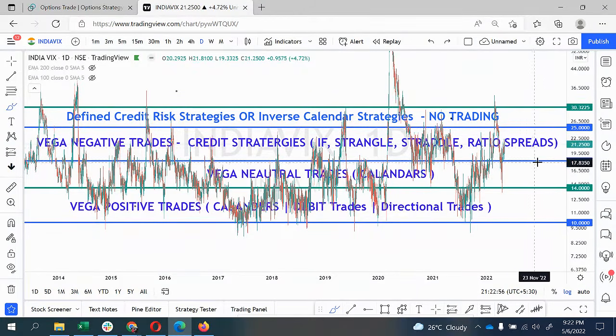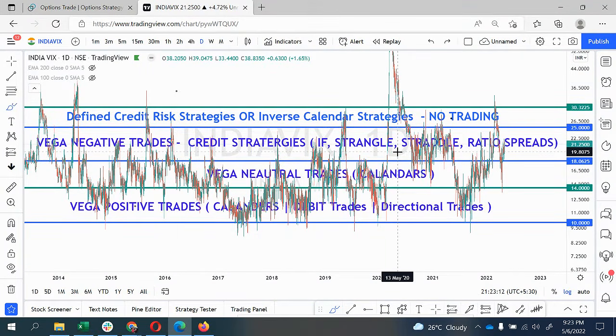This is a very tricky zone. You have to be very smart, right? You have to play with vega neutral and credit strategy. Let's say you have deployed an iron fly. If the VIX keeps going up, you have to just cut down your trade, right? Or else you have to go for the adjustments.